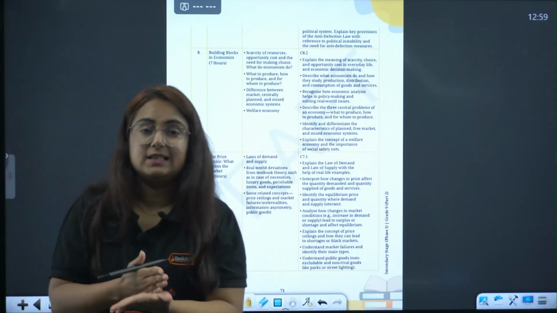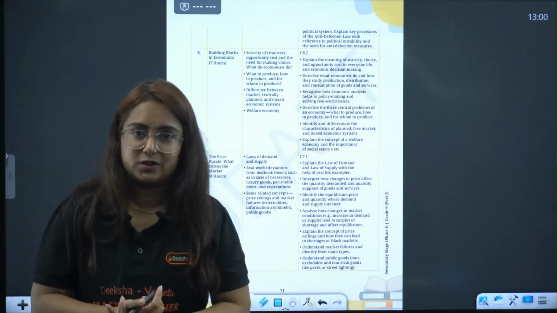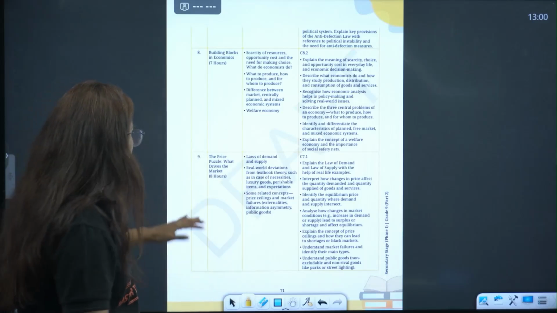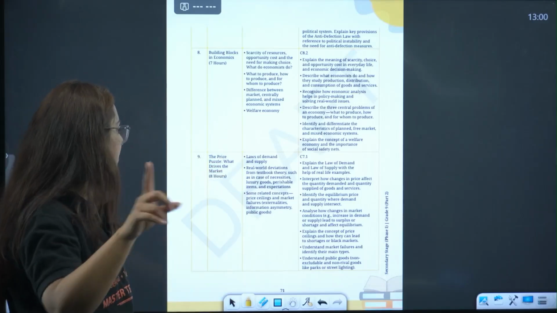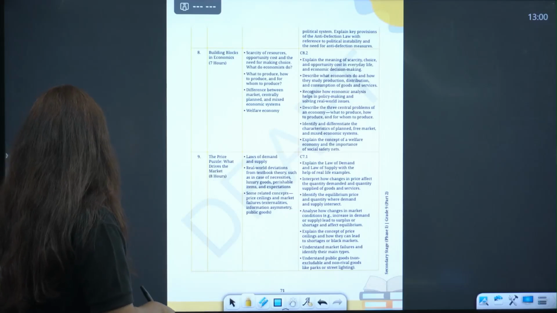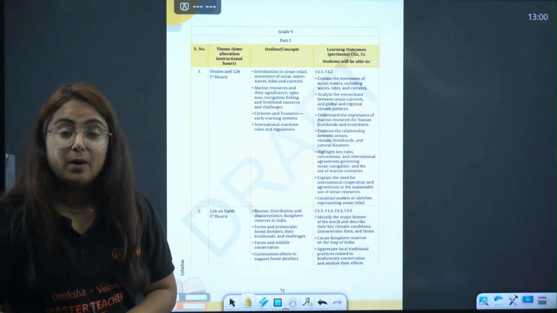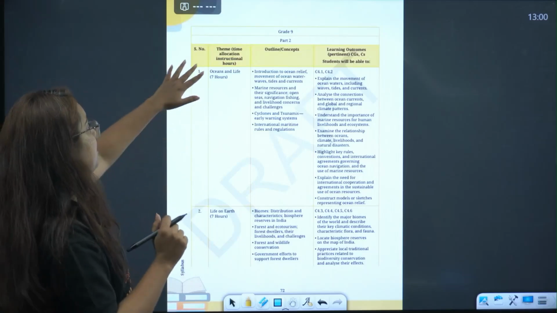However, what I can understand is that this time economics is far better than what you had up till last year. Okay, so a more detailed one. The 9th chapter is the price puzzle, what drives the market. It's also about market-related things, that means economics. So this is how they have divided the chapters. There were 9 chapters in number in the part 1 book. Now the book is part 2.